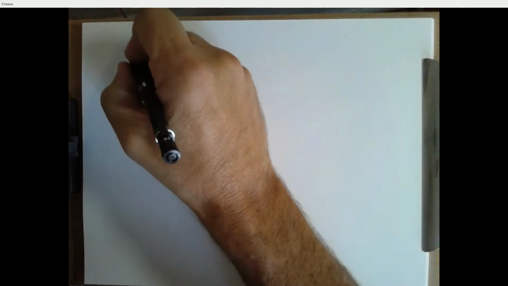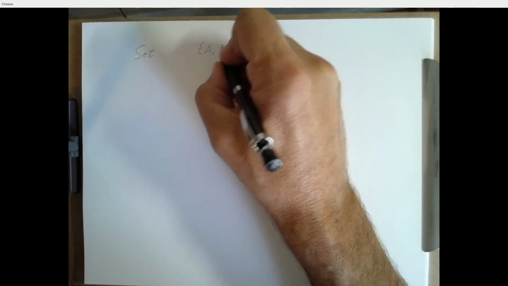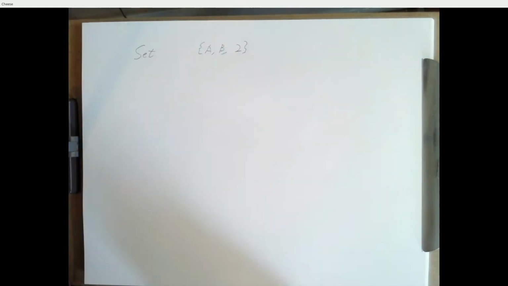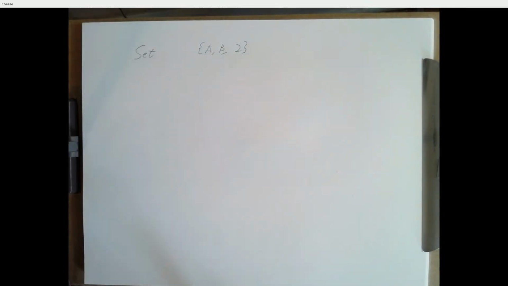So basic definition, what is a set? A set is basically a collection of things. Okay, this is a very loose definition. So it could be, for example, a set consisting of the letters A, B, and the number 2. And we write a set with these curly brackets, and we generally list the elements inside.